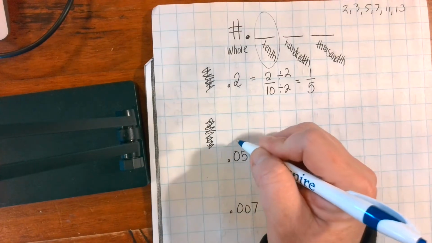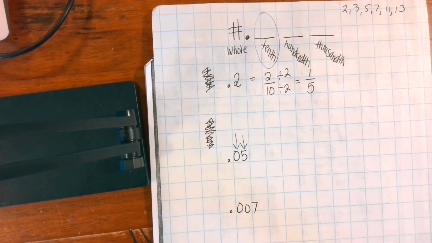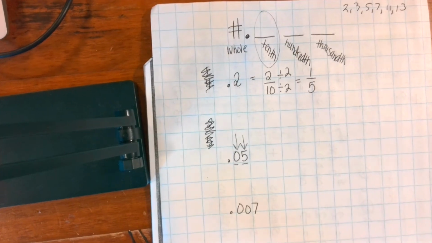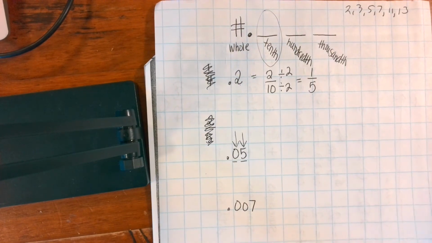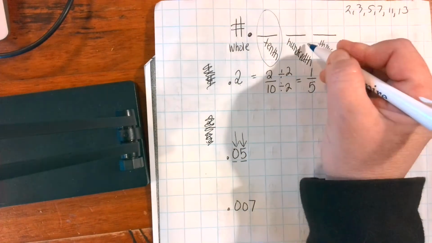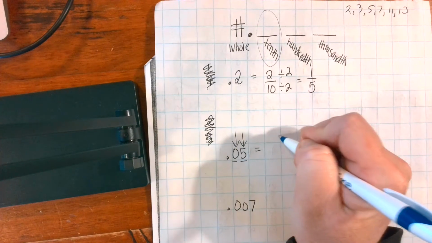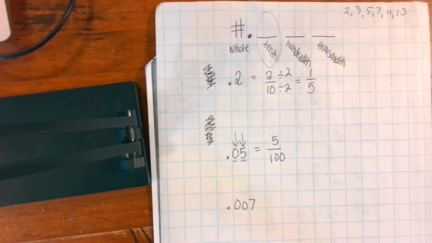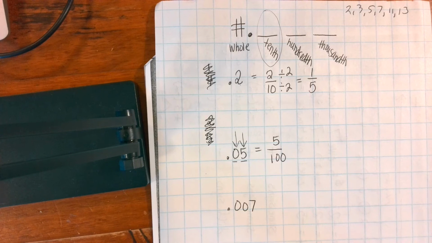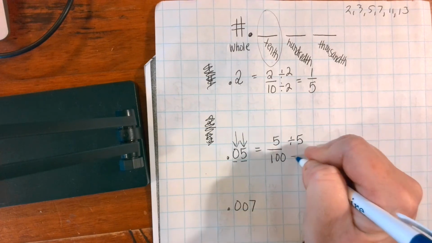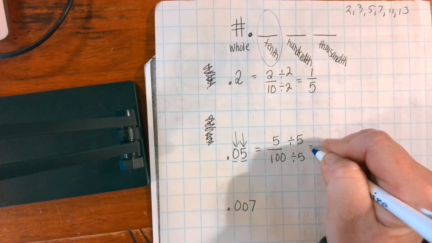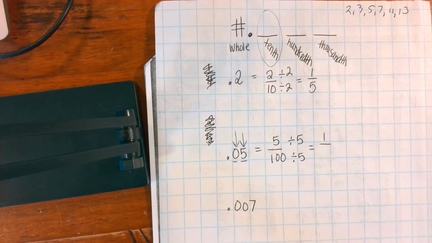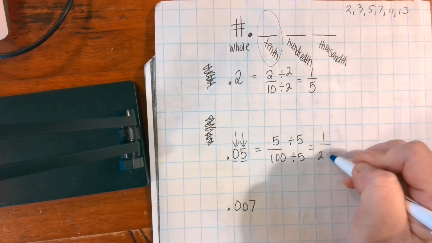All right, now we get a little bit harder when we get into numbers with more place values. So this one has 2 place values. So the second place value is hundredths, 5 hundredths. Can I reduce? Nope. Five divided by 5 is 1. 100 divided by 5 is 20.